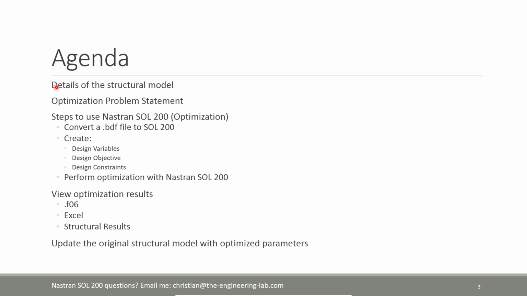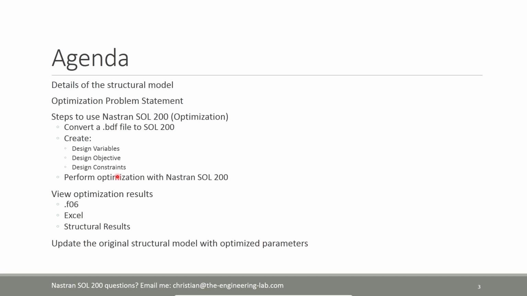I'm going to go over this example a little bit more in detail. And then after that, I'm going to formulate the optimization problem statement. This is probably the most critical thing to have before doing optimization. After that, I'm going to walk you through each step that you need to use Nastran Solution 200. What files do you need? How do you configure your model for optimization?